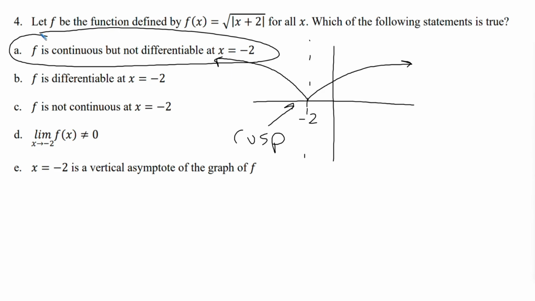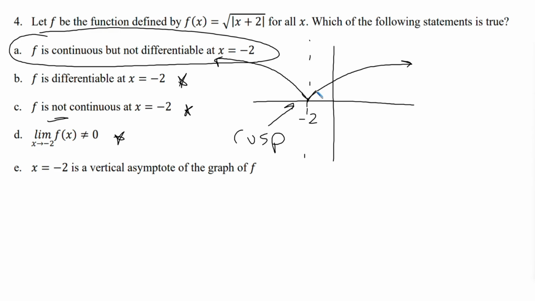And all the rest of these are not true. It's not differentiable at negative 2, it is continuous at negative 2, right? The limit as we approach negative 2 is 0. We're coming into 0 there. And there's no vertical asymptote there because if we tried to do the limits on the left and the right of negative 2, we would not get infinity.